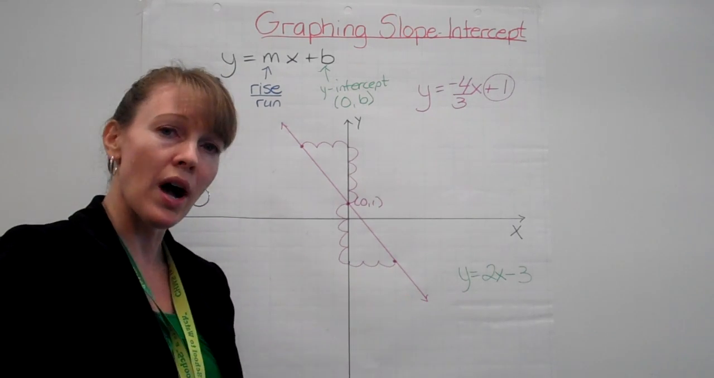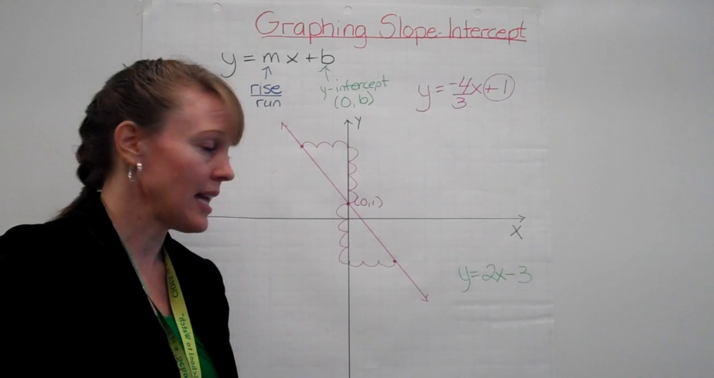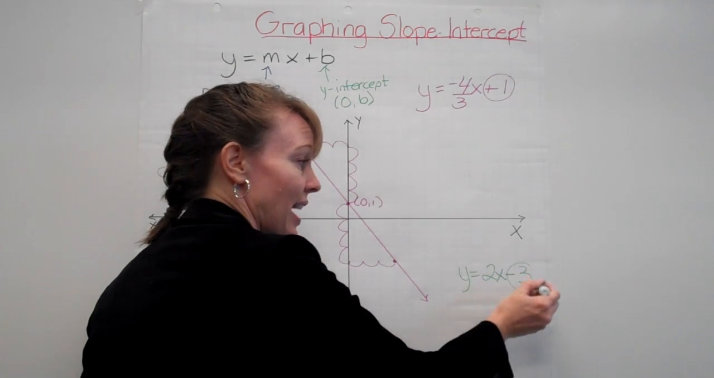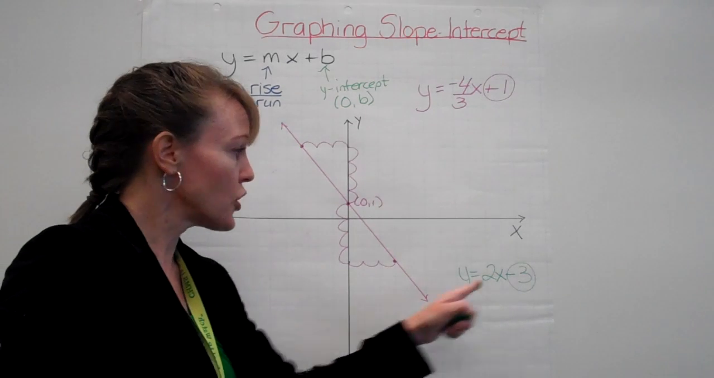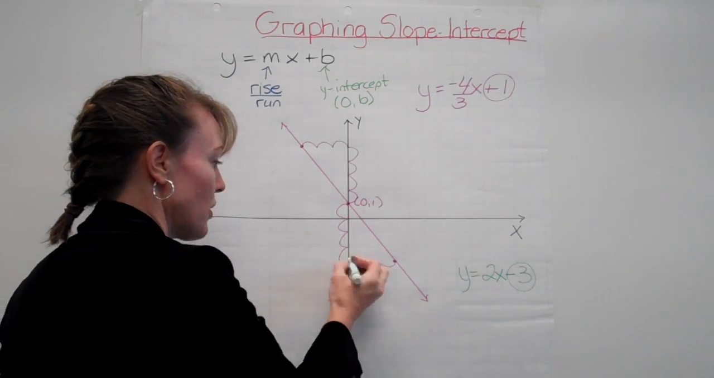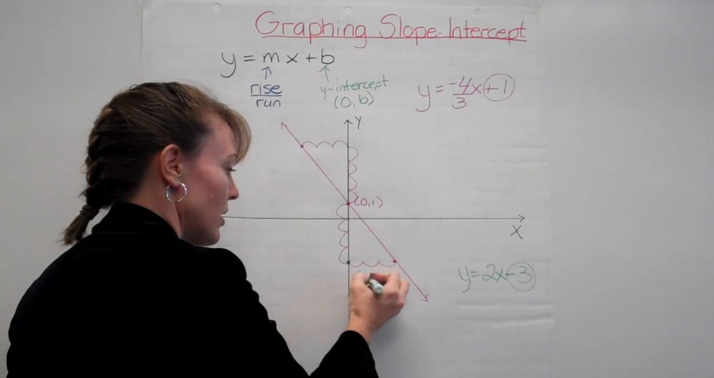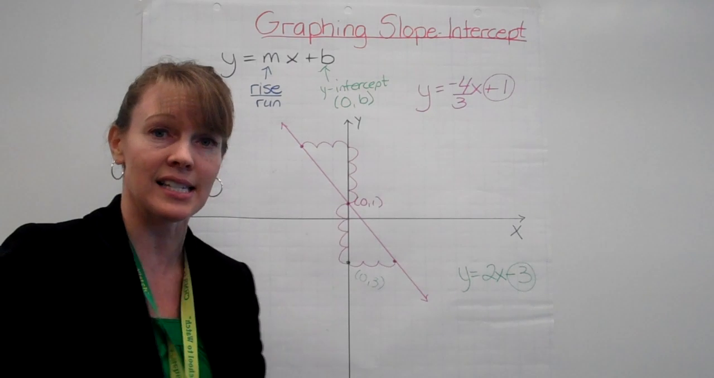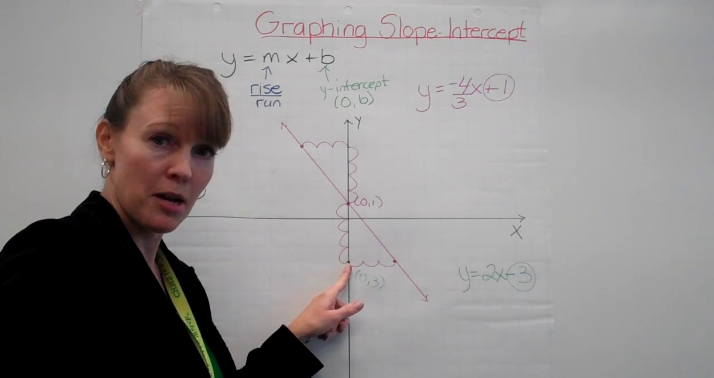All right, so I have y equals 2x minus 3. Now I'm going to start with my y-intercept. Whatever this number is, that's where it crosses the y-axis. So this is negative 3, so that's my first point. Negative 1, 2, 3. (0, negative 3), there's my first point. That's my point where it crosses the y-axis. I'm going to start here. I'm going to make my staircase.